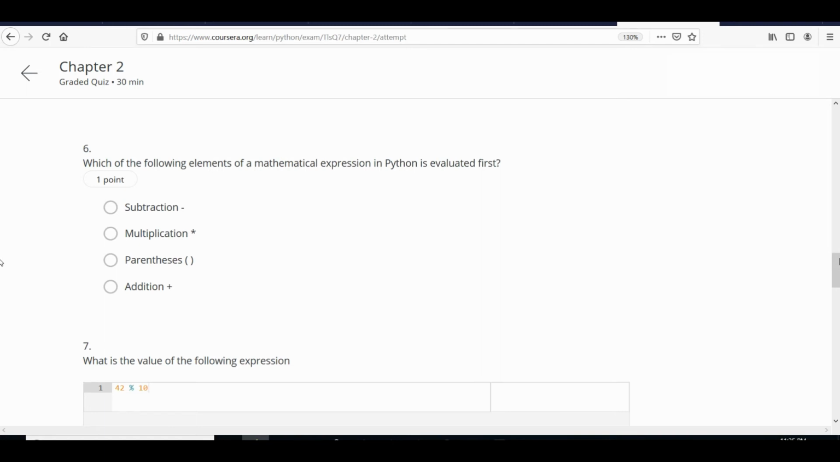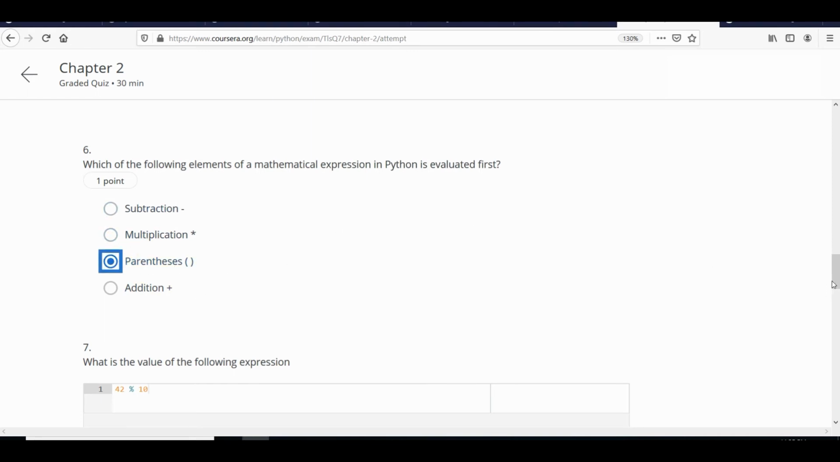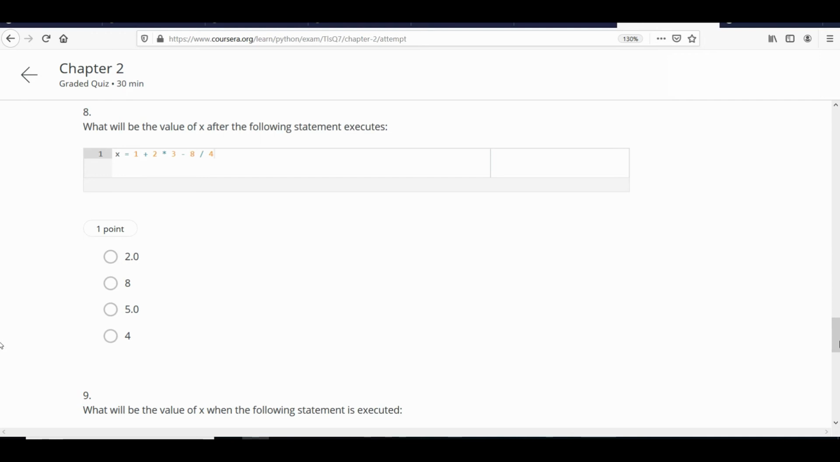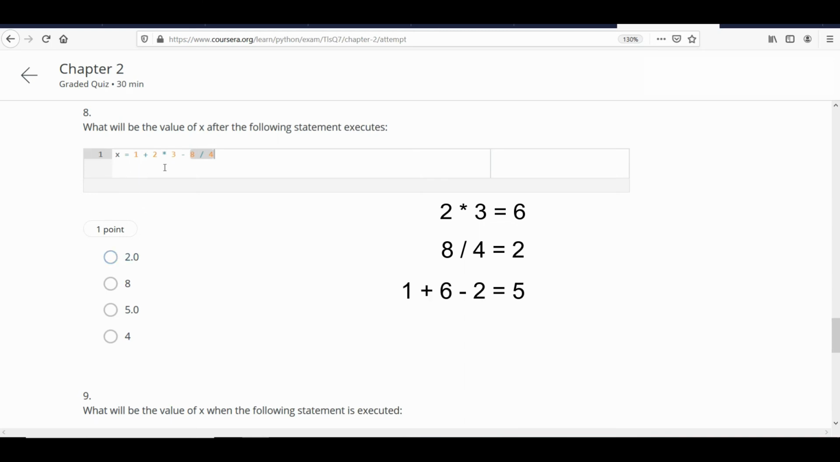Question 6. Which of the following elements of a mathematical expression in Python is evaluated first? It's always parentheses. Question 7. What is the value of the following expression? 42 % 10. They're basically asking you what is the remainder when you divide 42 by 10. Well, it's 2. Question 8. What will be the value of x after the following statement executes? Well, this will be calculated first, followed by this, and then the entire addition will take place. So 1 plus 6 minus 2 is 5.